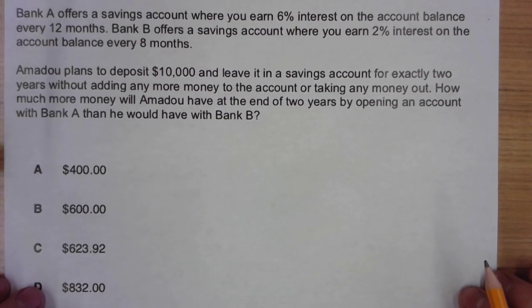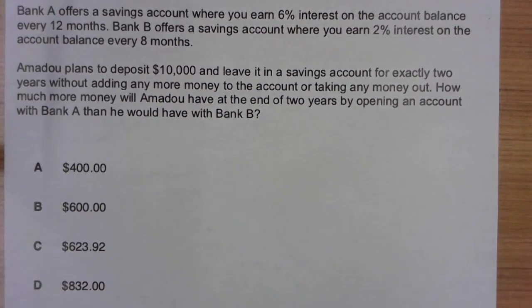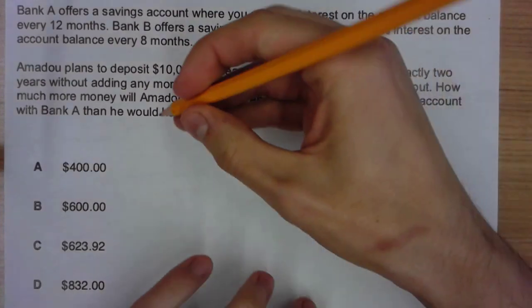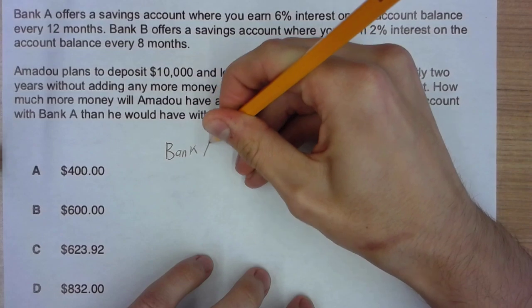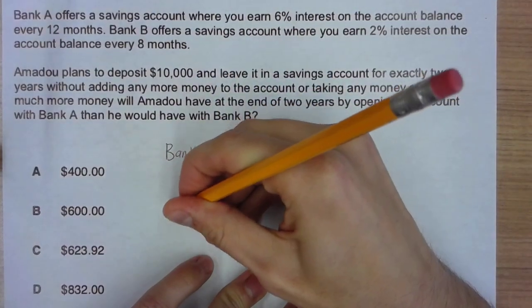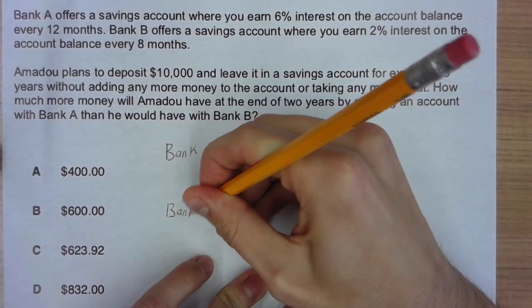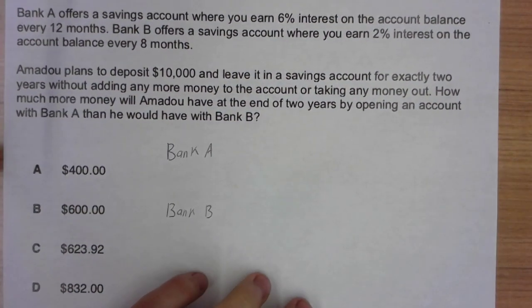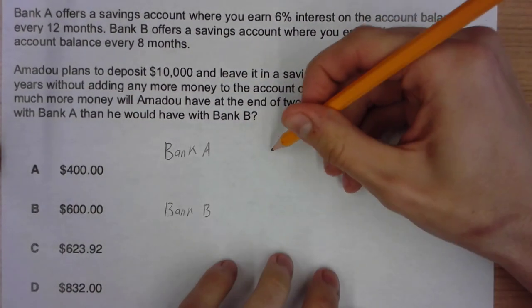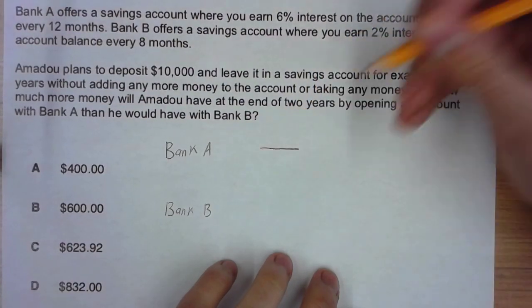All right, so to do this problem, the easiest way would probably be to set up exactly what is happening in both banks. So we have Bank A and we have Bank B. And I want to show what is happening every step of the way. So I will create a roadmap for each.